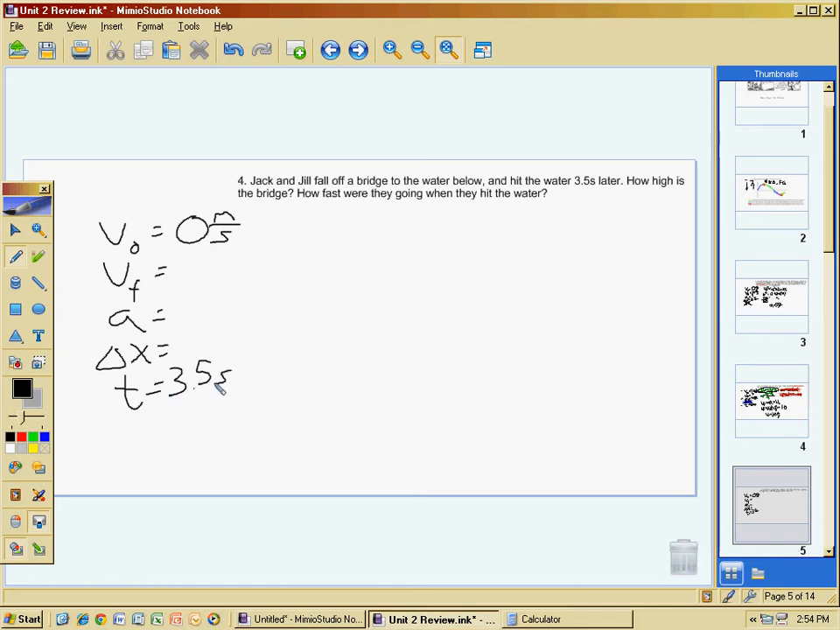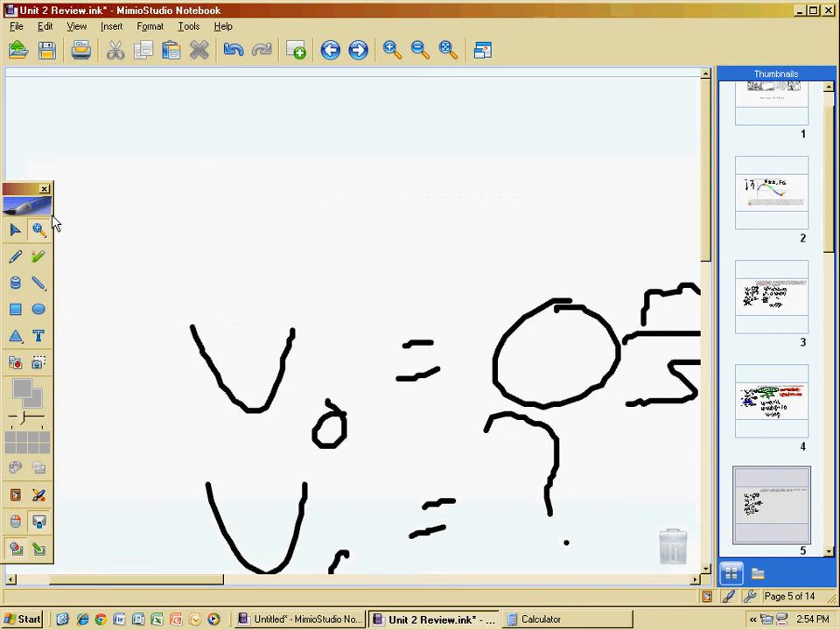How high is the bridge? They're asking for delta x. How fast were they going when they hit the water? They're asking for V final. And because this is a free fall problem, we know our acceleration is going to be 10 meters per second squared. Now, just to illustrate what we're talking about here with the whole idea of the free response.